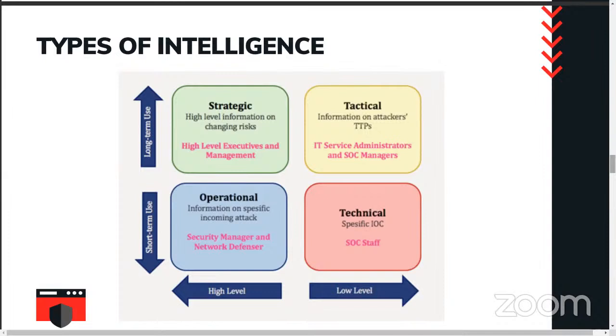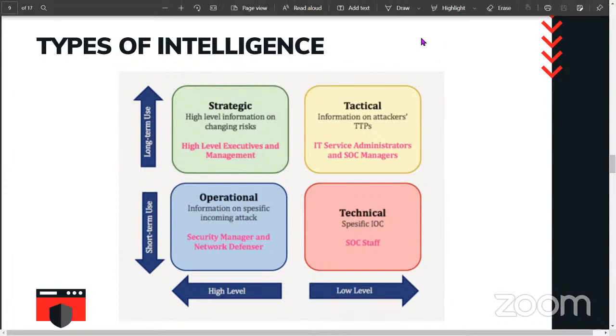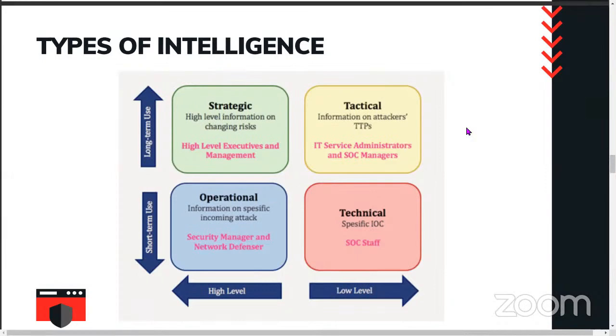decision makers. And then low-level, now we come down to the people who are in the SOCs, the different levels of the SOCs, and the kind of attacks that they deal with every day, and the kind of alerts they get every day, and whether they escalate them into incidents or false alerts. So on a high level, we have strategic and operational, which is high-level executives and management in strategic, and security managers or network defenders in operational. So on the lower level, we have tactical and technical intelligence.